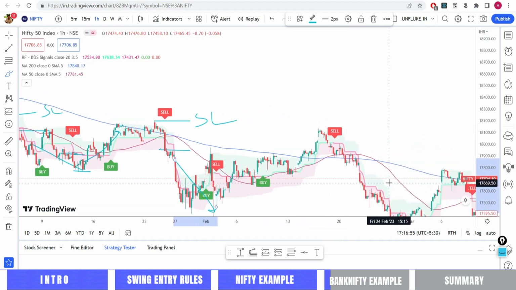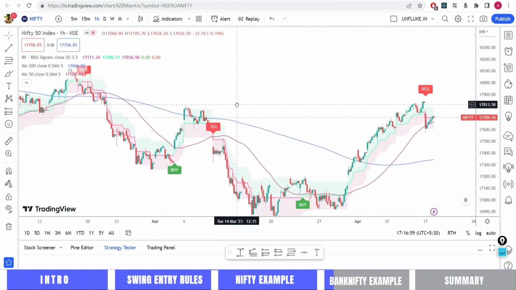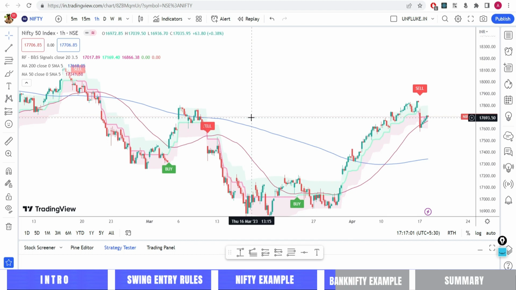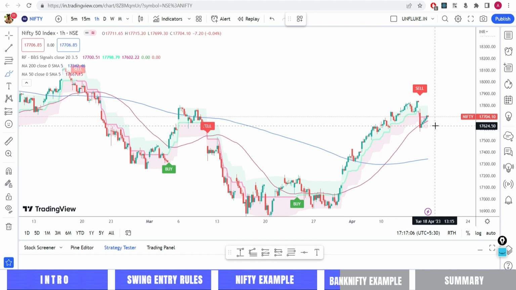Similarly, let's see if I get a buying entry. So for the buying entry, I need the moving average crossover to be above. So I can see that the moving average crossover is above now. And it's very close. Maybe in the next 1 or 2 hours, if I get a buying entry here and it touches this moving average, then I will be able to go for a buying trade also. So these were the examples on Nifty. Let's do Bank Nifty also.